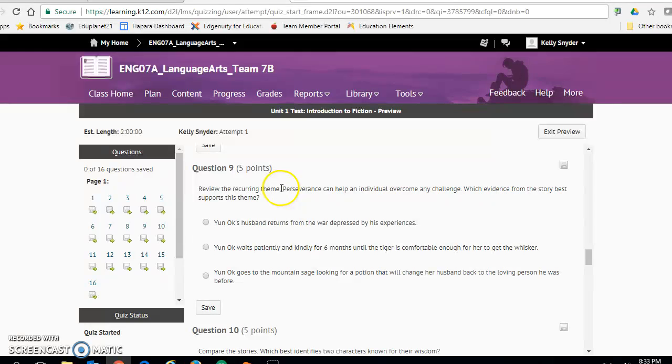Review the recurring theme. Perseverance can help an individual overcome any challenge. Which evidence from the story best supports this theme? Yunak's husband returns from the war depressed by his experiences. Yunak waits patiently and kindly for 6 months until the tiger is comfortable enough for her to get the whisker. Yunak goes to the mountain sage looking for a potion that will change her husband back to the loving person he was before.